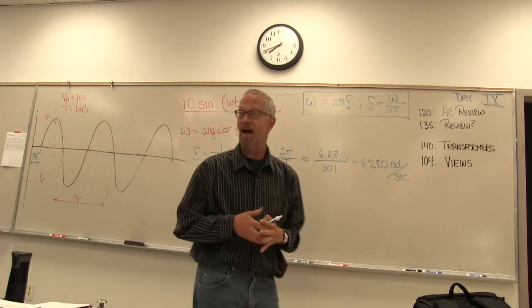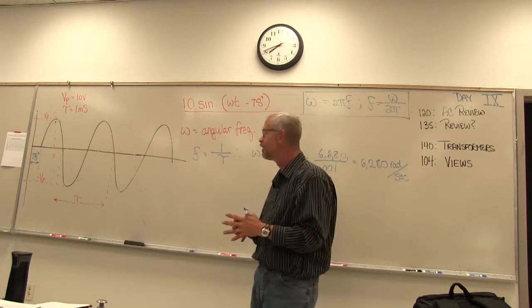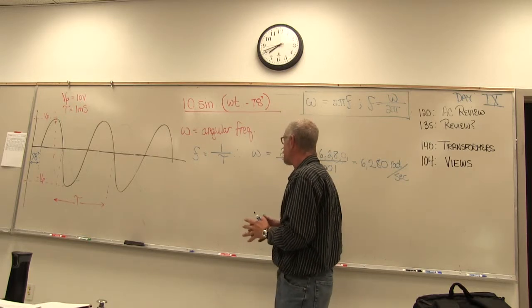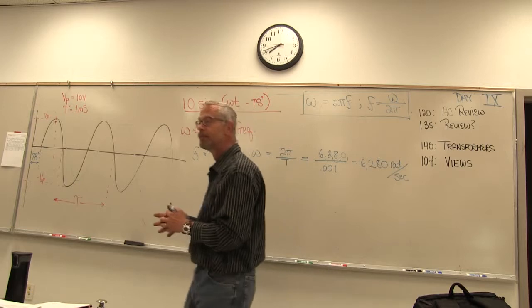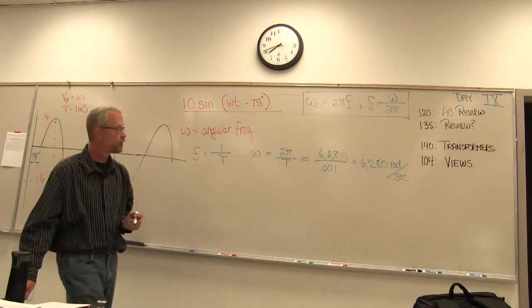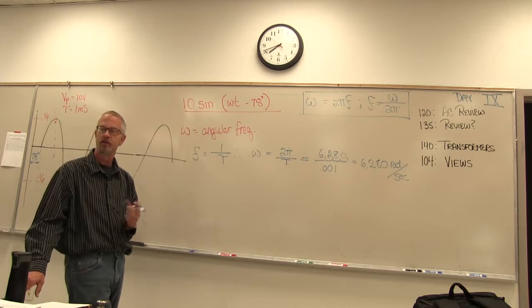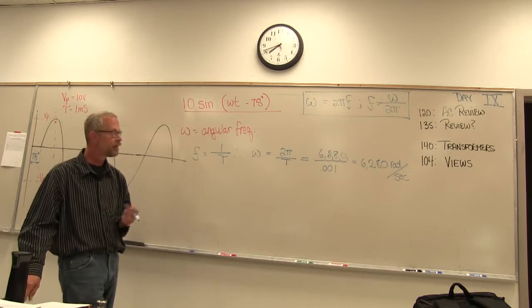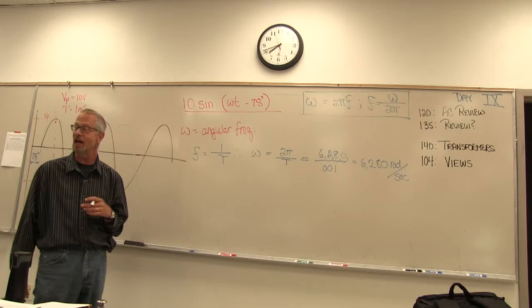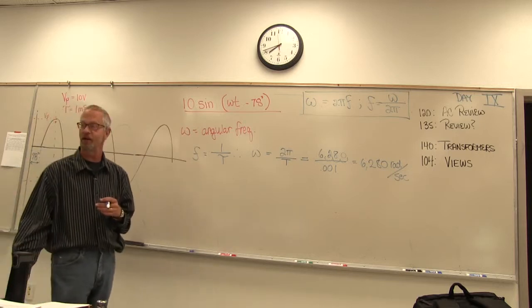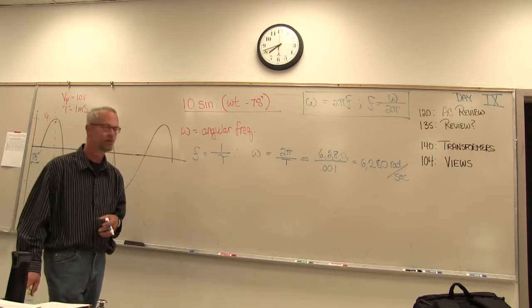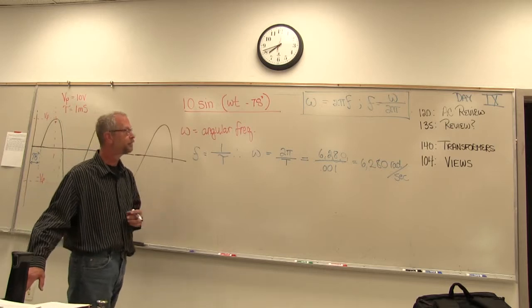So 1,000 pi. Think about it this way: each trip around is 2 pi, and we do 1,000 trips. So 2 pi times 1,000 is 6.28 times 1,000, or 6,280. Makes perfect sense, right? Maybe.